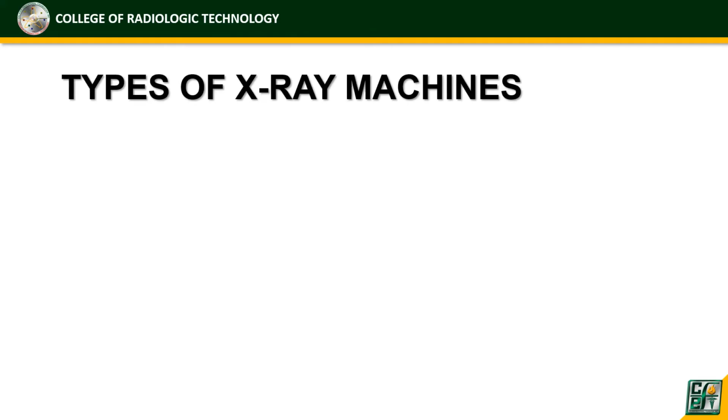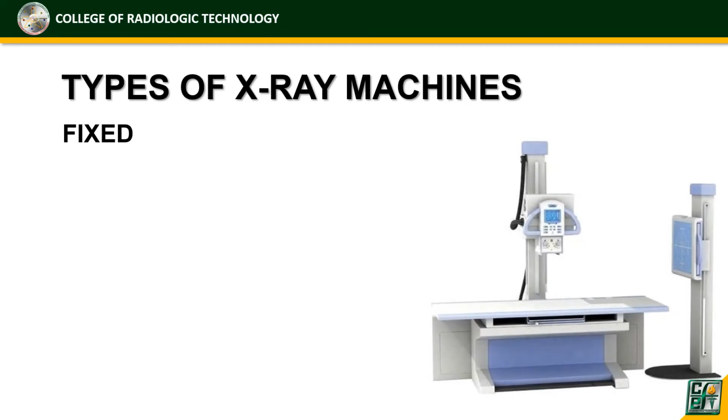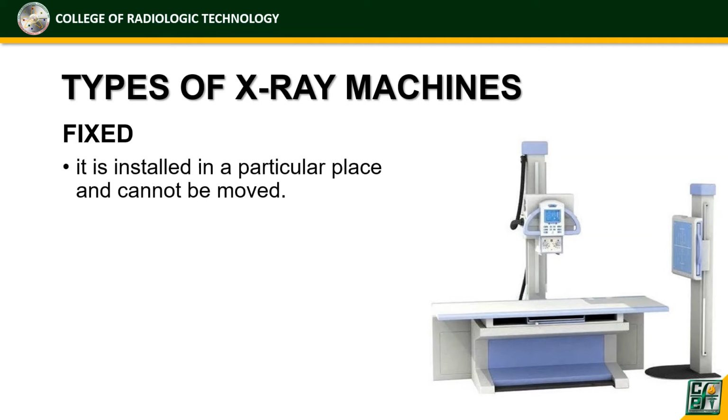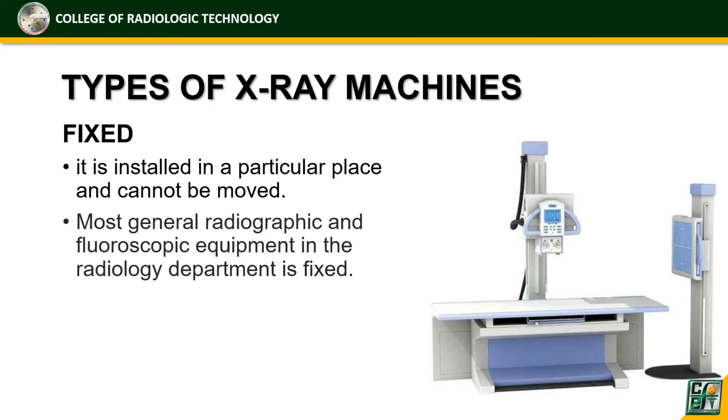The following are the types of X-ray machines. The first type is the fixed type X-ray machines. So basically from the term itself, fixed, it is stationary, meaning it is installed in a particular place and cannot be moved. So most of our X-ray machines in the clinics, in the hospitals, as well as fluoroscopic machines are fixed.